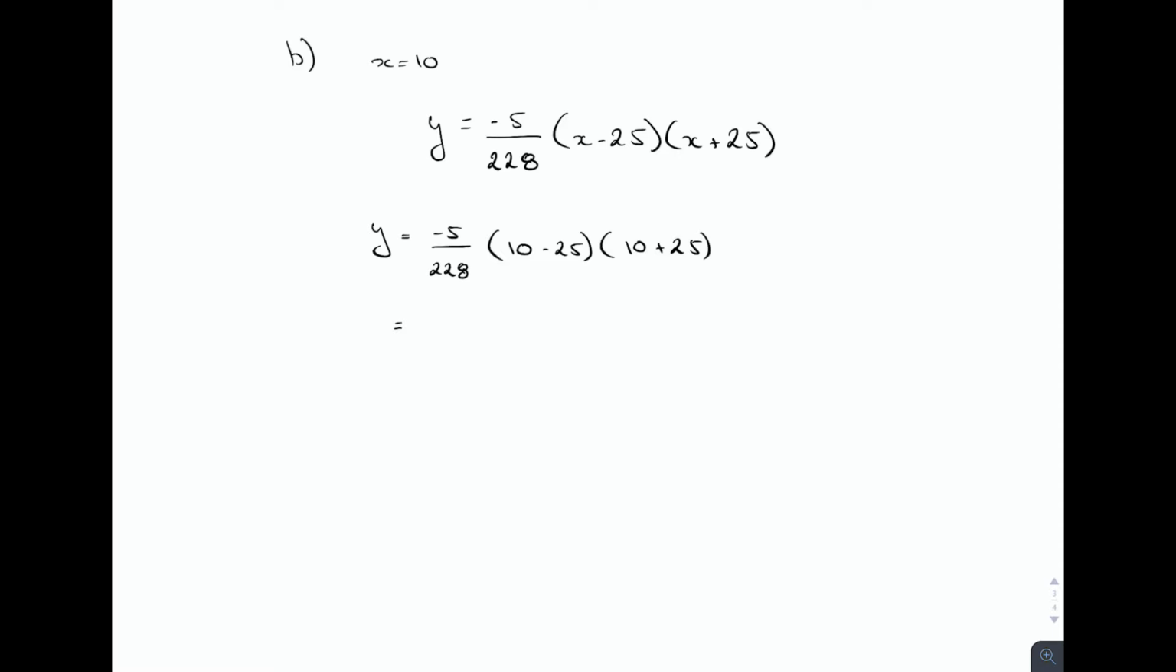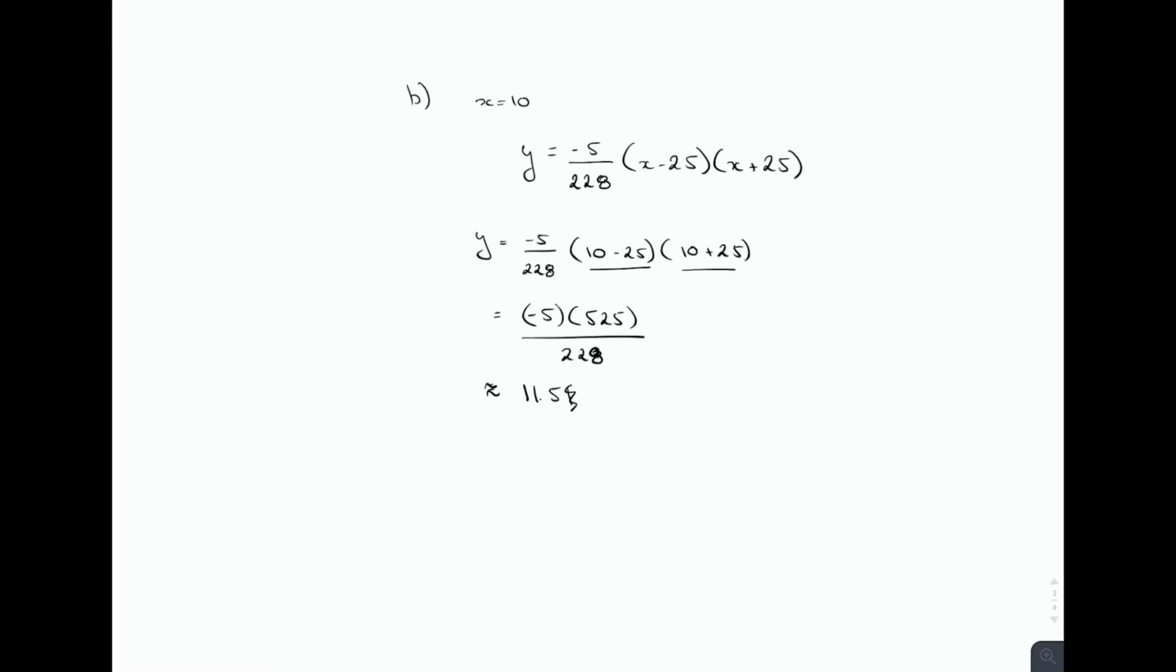And what does this give us? This will give me negative 15, 35, which gives me negative 5 times 525 over 228, which is approximately 11.5.